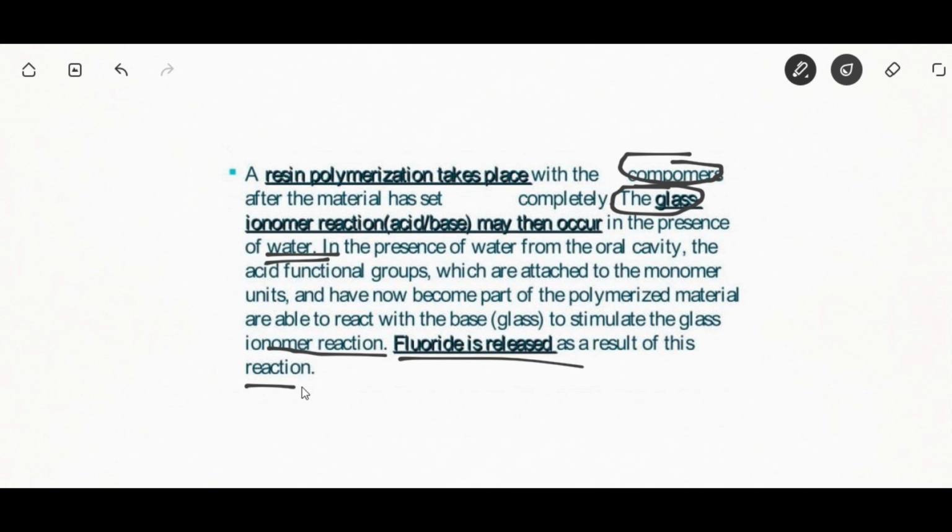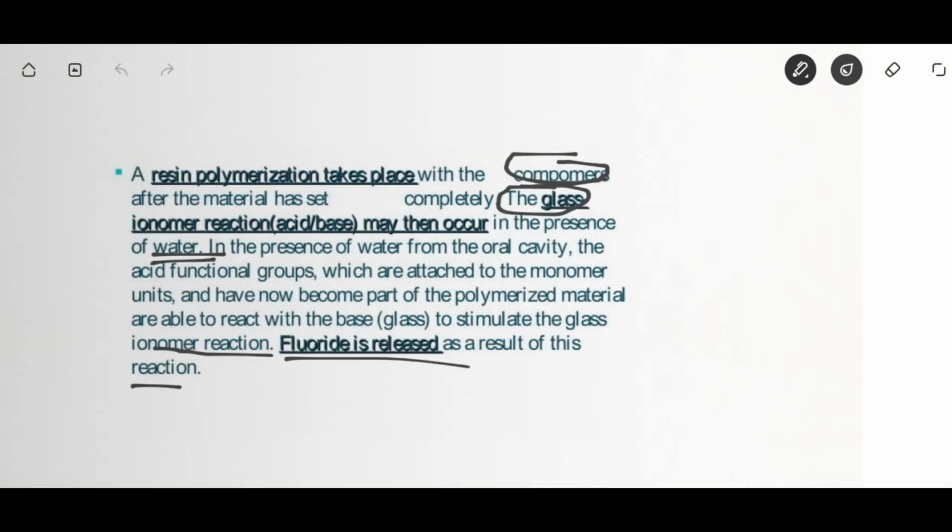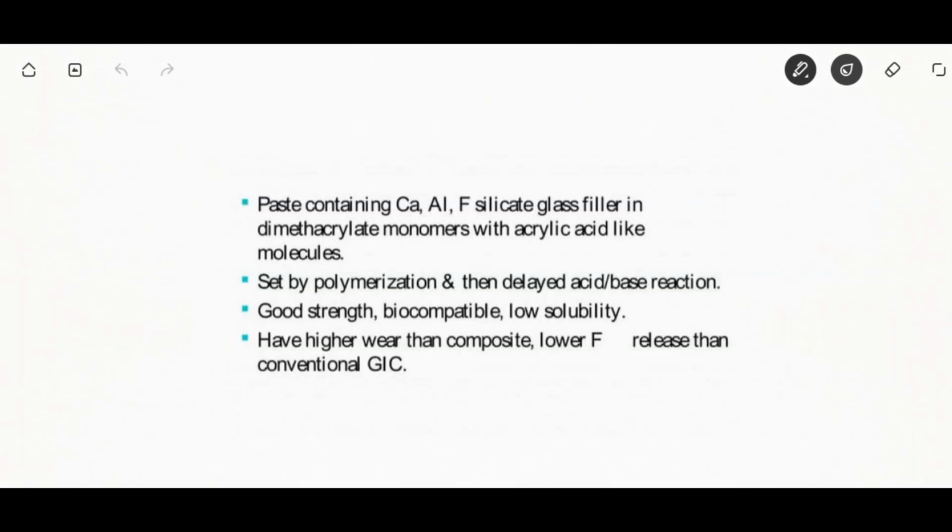The adhesion to tooth is by micromechanical and requires acid etching. The physical properties like strength are similar to composite. So they are easy to handle, easy to polish and easy to place, and require no mixing. Bond strength is higher than the glass ionomer cement.